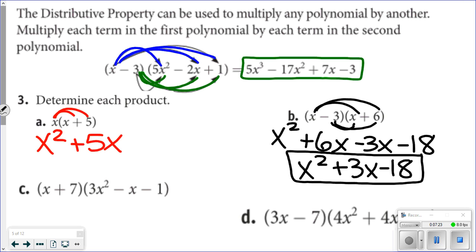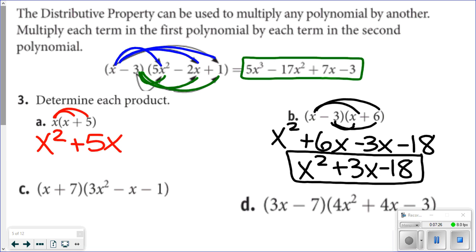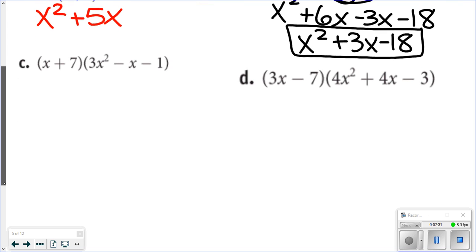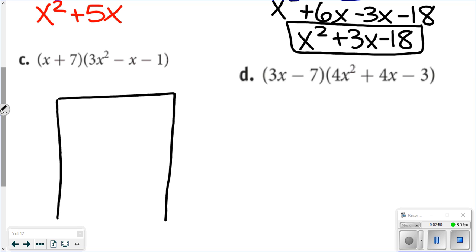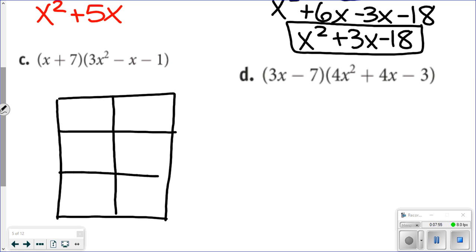So we get x squared plus 3x minus 18. Okay, for C and D, we can use the box method or we can distribute, whatever you prefer. So let's do one of each. So I'm going to draw my boxes here. If you don't have enough room, you can use the My Notes section of your book. 2 by 3. I also could have done it horizontally the other way.